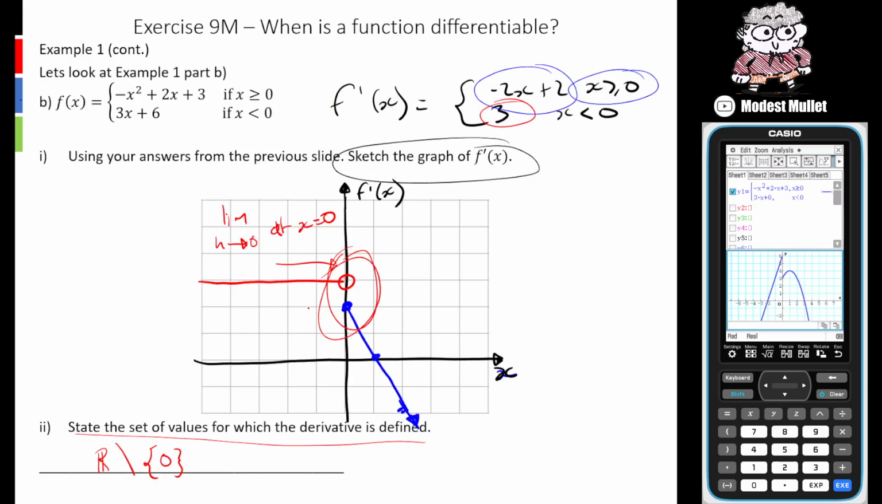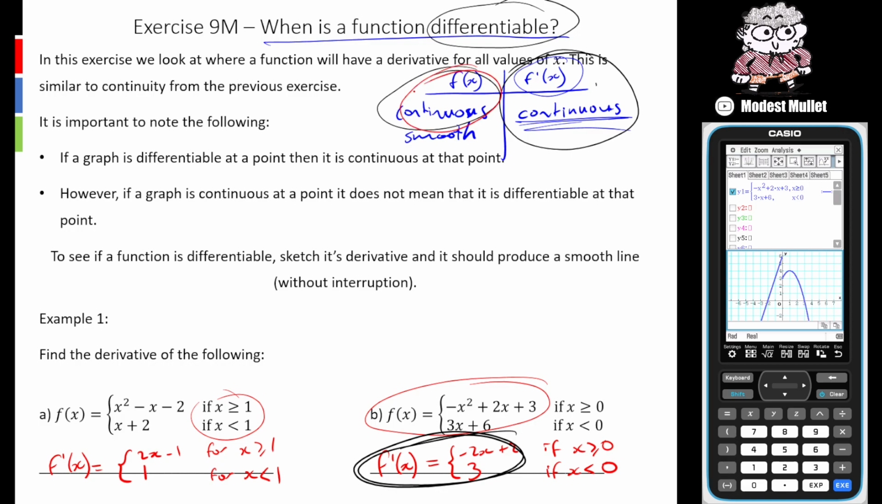Okay, so there's two main ways you can go about answering this question, doing any of exercise 9M. One is graph the original function. Is it joined? Is it continuous? And are all the joins smooth? What I mean by smooth is if we had a join like that, and this is f of x, piecewise, that join is not smooth. So again, we don't know what the derivative is at that point.